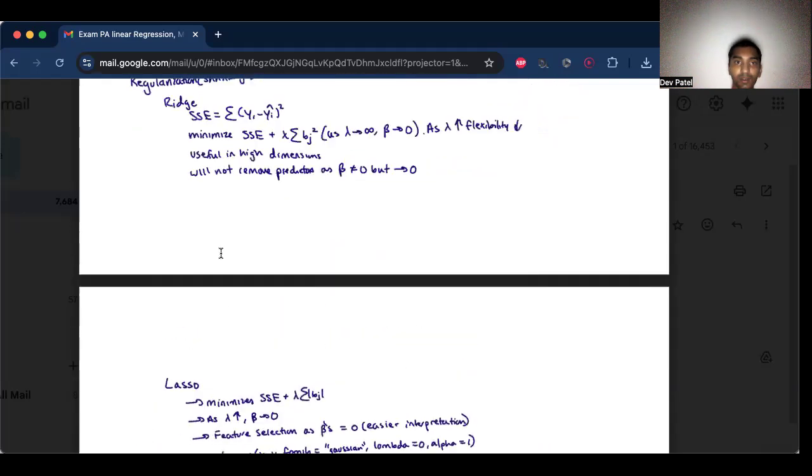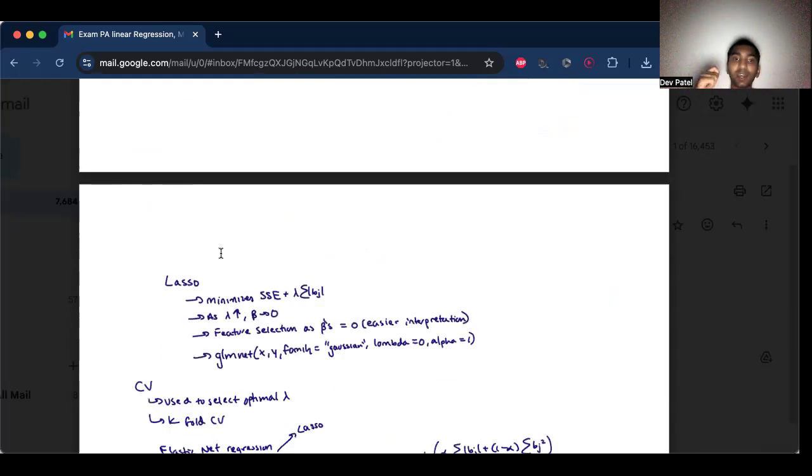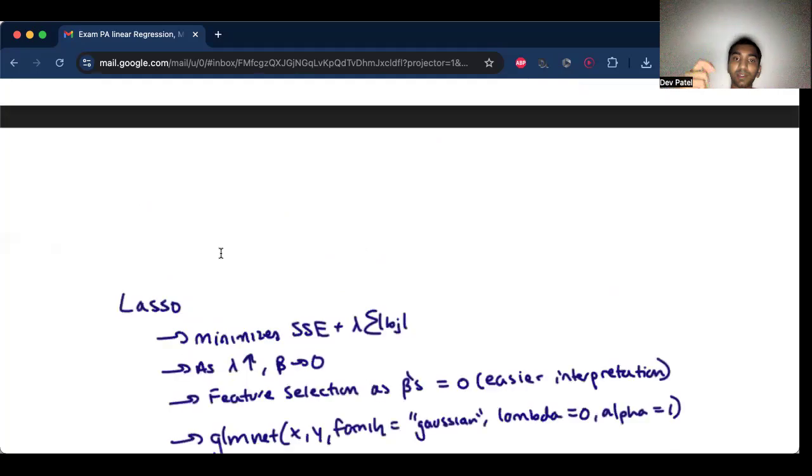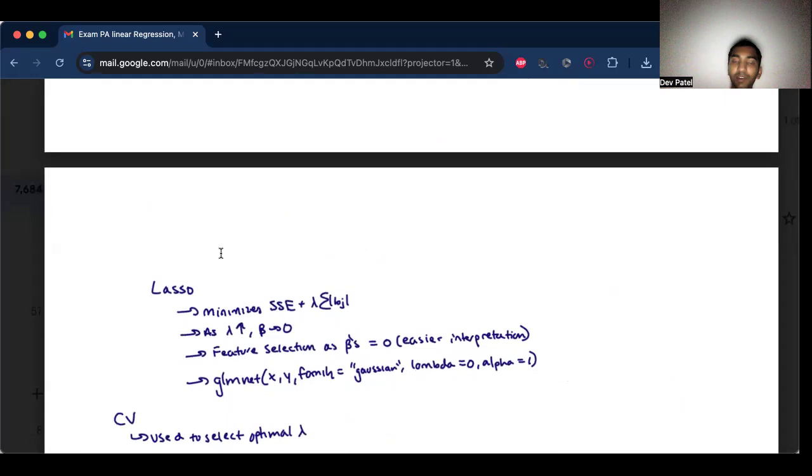but that's going to allow us to do well with unseen data points. Another thing about ridge is that it will not allow us to remove predictors, because the coefficients can approach zero, but they won't be exactly zero. In the case of lasso, when we're minimizing lambda times the sum of the absolute value of the coefficients, as our lambda increases, our betas can actually approach zero. So this is actually a feature selection algorithm as well, which allows for easier interpretation, because it's possible that our betas can be zero, where we can remove predictors.